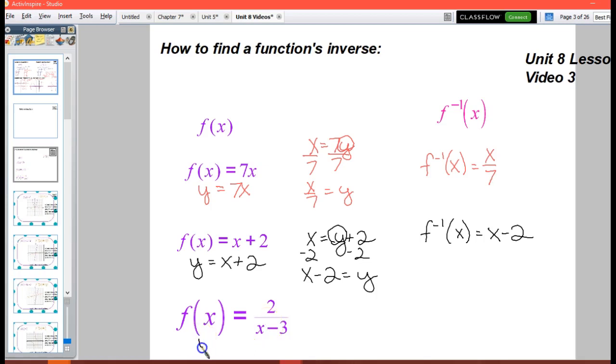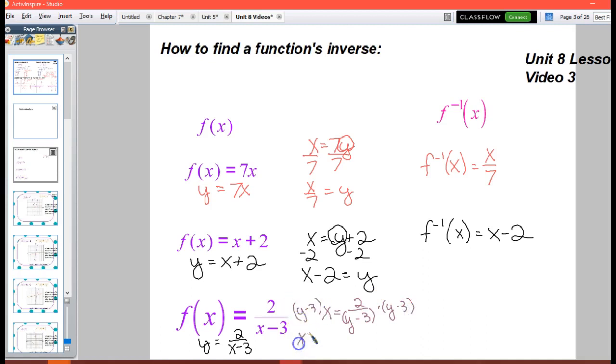Now, for this last one here, we could rewrite this as y equals 2 over x minus 3. This one's a little trickier. Let's switch our x's and y's. So I have x equals 2 over y minus 3. This is a unit. You can't just rip things out of the denominator, so we're going to multiply by y minus 3 on both sides.